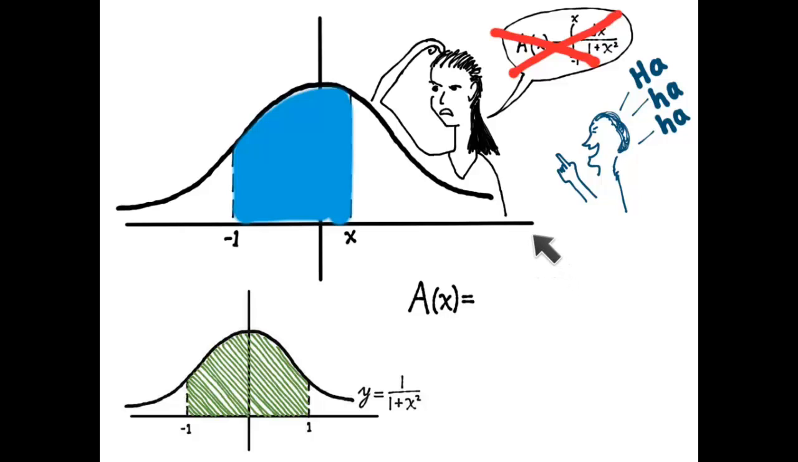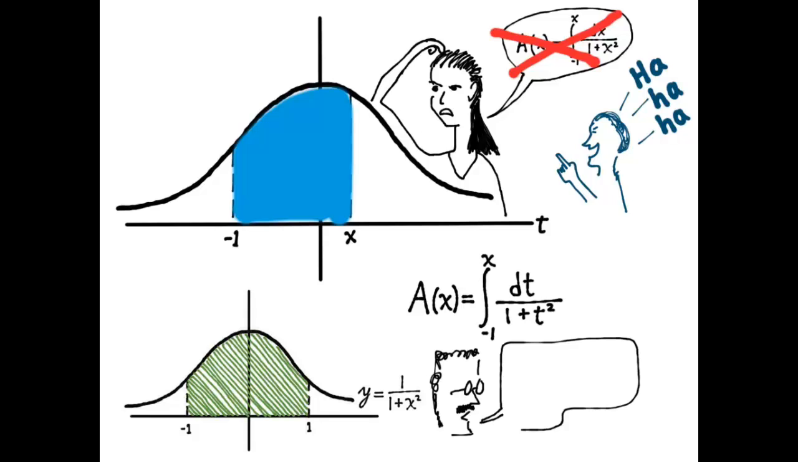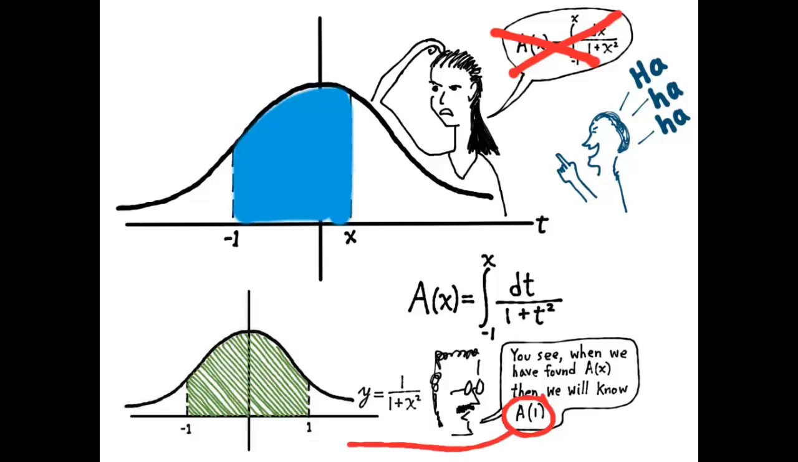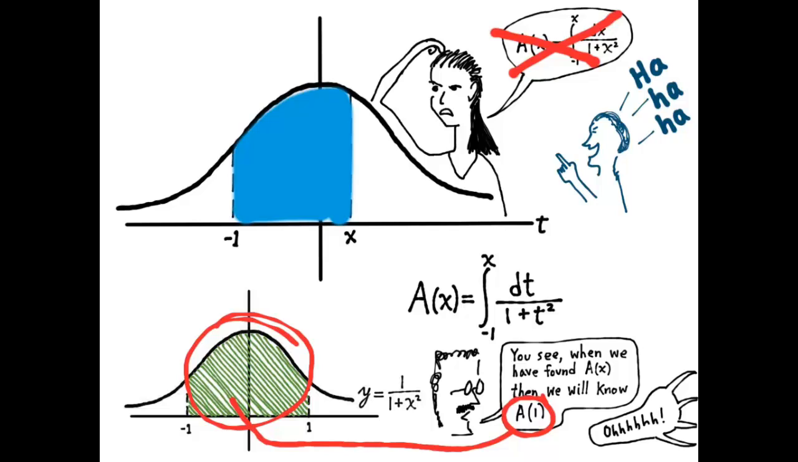The problem is we can't make this the x-axis anymore, so we're going to name it the t-axis, and we're going to say this function is actually 1 over 1 plus t squared, and then we integrate 1 over 1 plus t squared from -1 to x. And when we evaluate that function at x equals 1, then we'll have found the original green area that we're looking for. And that's how our larger problem will help us solve the smaller problem.